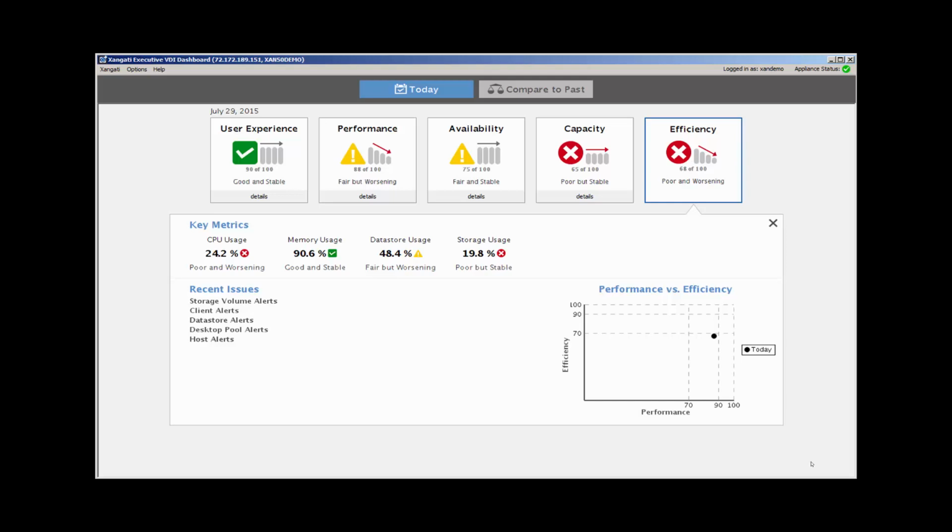So that's it. That's the overall executive VDI dashboard. As I mentioned, these can be emailed out so that people can see what the top things are going on in the centralized infrastructure that the entire company depends so much upon.